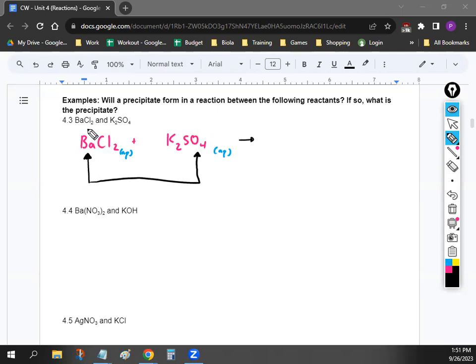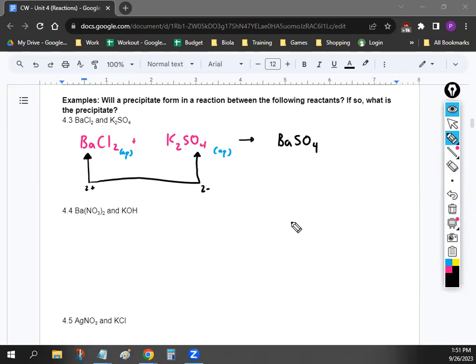Okay, so what is the charge on barium? 2+. And what's the charge on sulfate? 2-. So easy peasy. It's gonna produce BaSO4. You don't need to balance anything. All right, I want you guys to take a look at the solubility rules above.